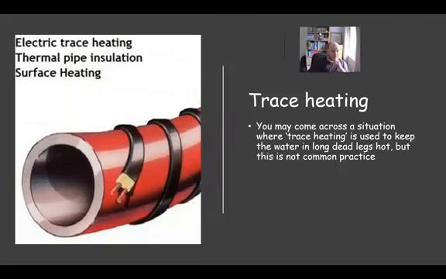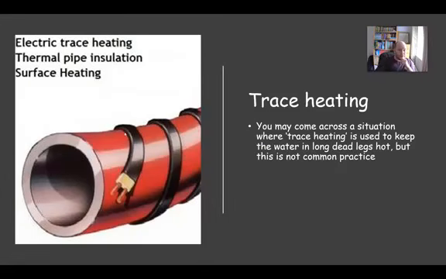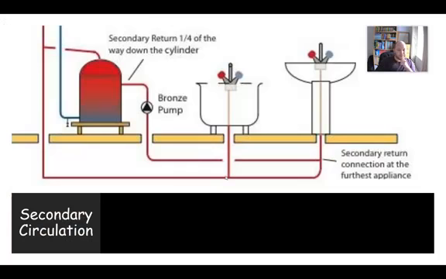Trace heating. Okay, not something that's fitted very often, but we're going to look at it. Essentially, trace heating is a cable that gets wrapped around the pipe. They run electricity through it, which causes the cable to heat up, and that can offset some of the heat losses you might have through insulation. So you'd have insulation on top of the trace heating around the pipe, and that can help keep the pipes hot on long dead legs. But it's not something you'd come across very often.